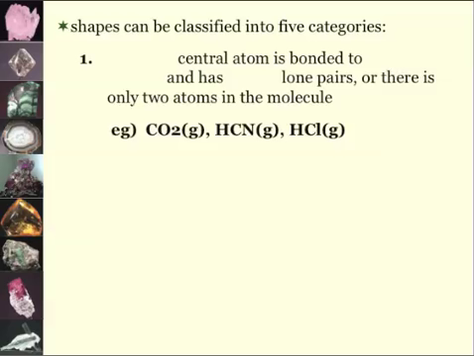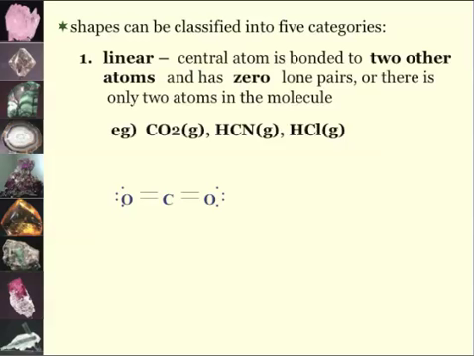Okay, so again, we're going to start looking at these 5 categories of VSEPR shapes. So linear is when the central atom is bonded to 2 other atoms and it has 0 lone pairs. So there's only 2 atoms within the molecule.